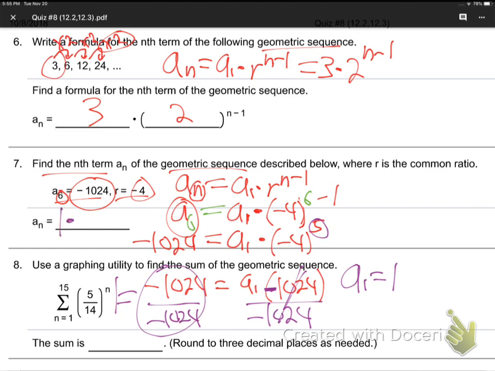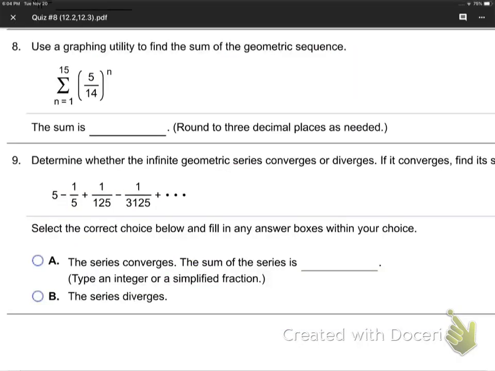So I've got the formula now. It's 1 times r minus 4 to the n minus 1. Right? Because it's A1 times r to the n minus 1. A1, which I know is 1, times r minus 4 to the n minus 1. So number 8 here.